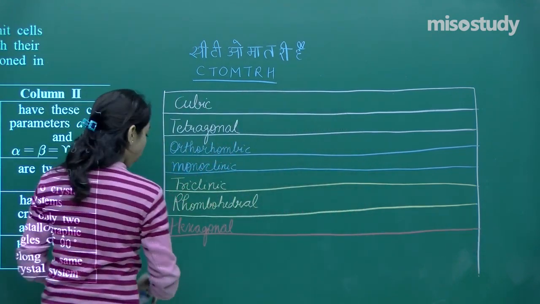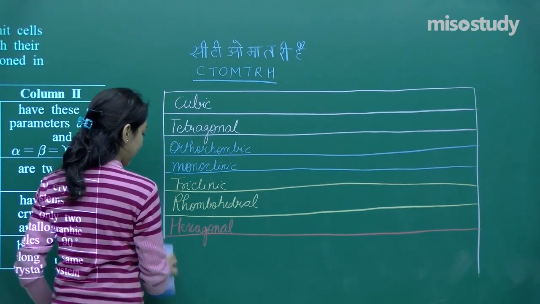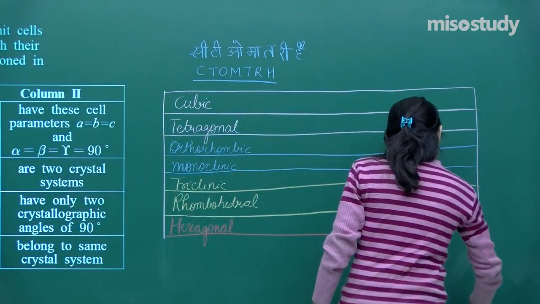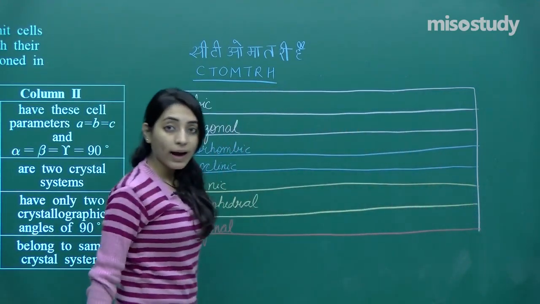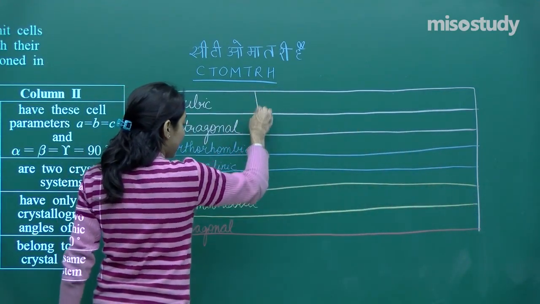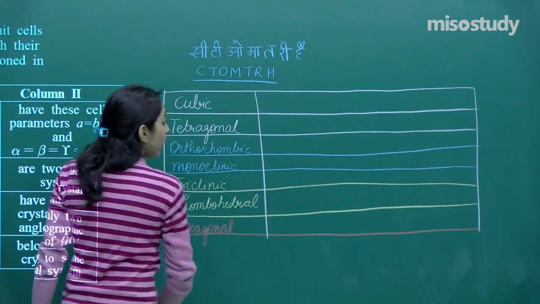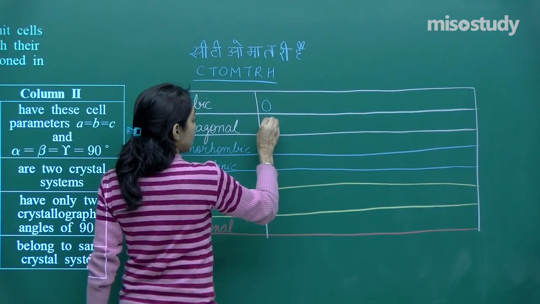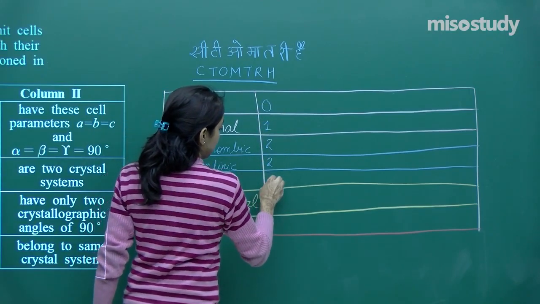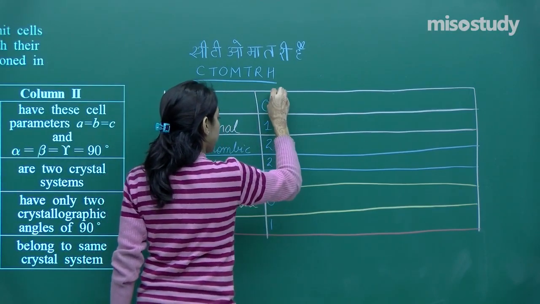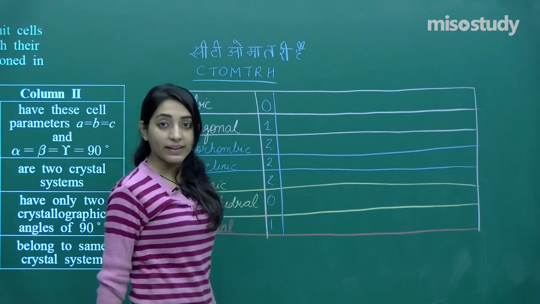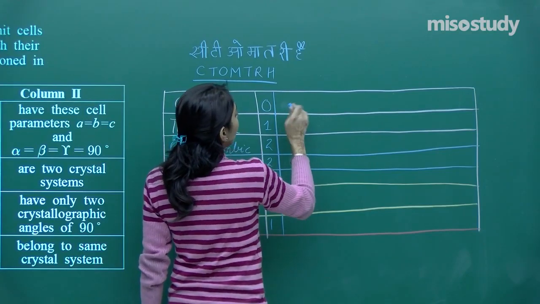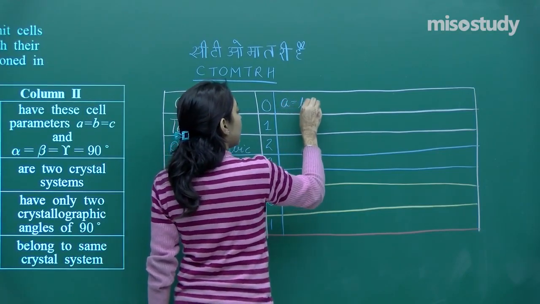Right? So we have written all the 7 crystal systems. The names of all the 7 crystal systems I have written. After that, what have we done? We will just make a line like this, and we will write 0, 1, 2, 2, 2, 0, 1. Right? Then we'll say what is to be done. So we will simply write A equal to B equal to C.